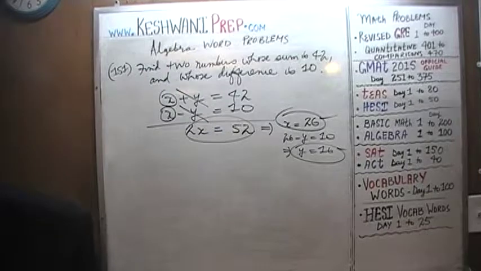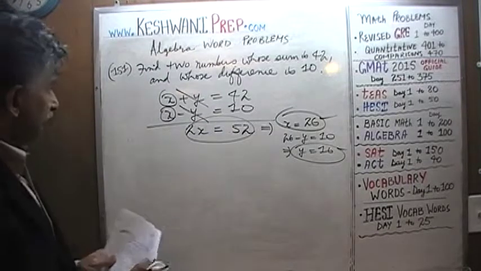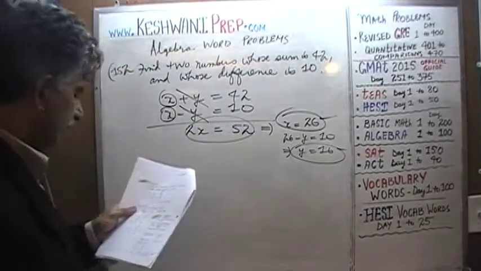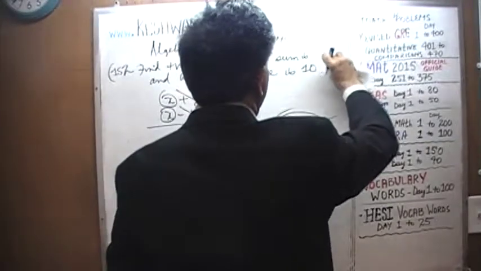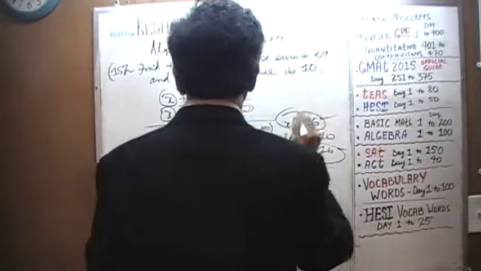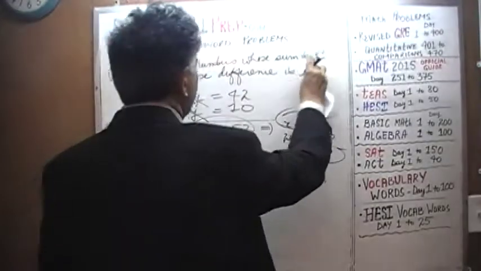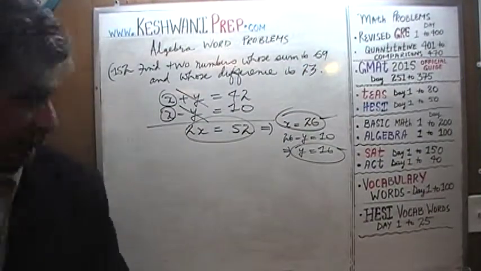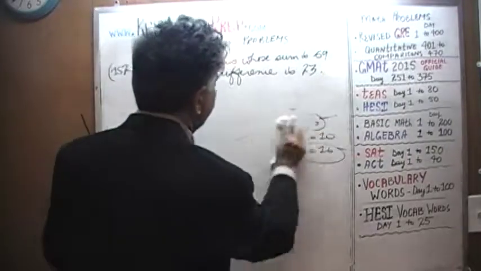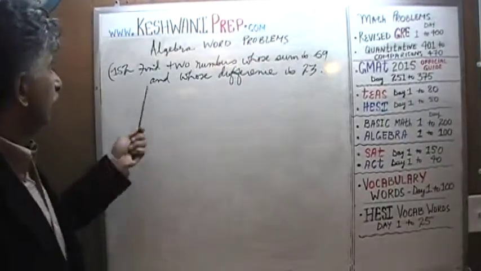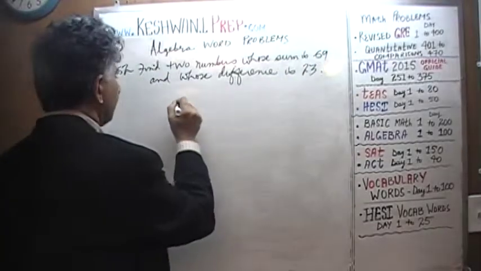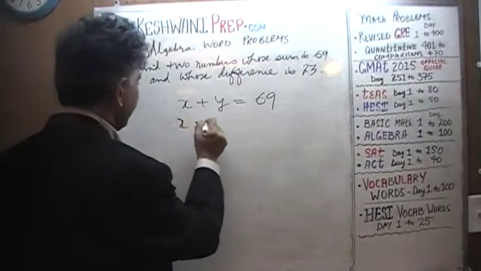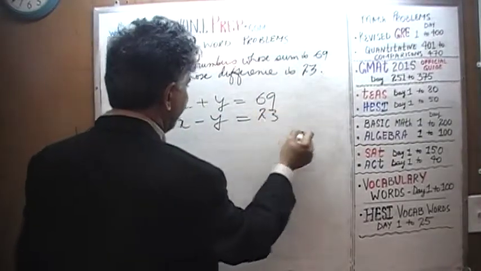Let's do one more, shall we? Find two numbers, this is number 152. Find two numbers whose sum is 69 and whose difference is 23. Exact same situation, same exact scenario, nothing different. Let's do it together. Two numbers whose sum is 69. So let's call them x and y. Sum is 69, and whose difference, x minus y, we are told is 23.